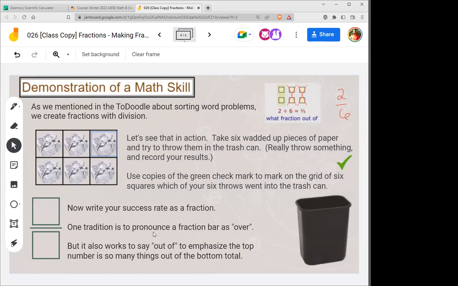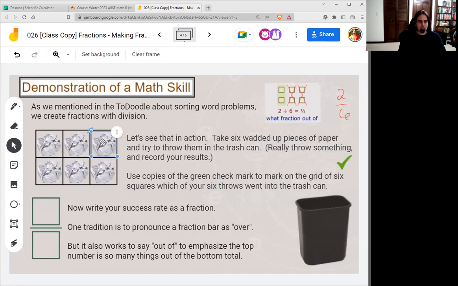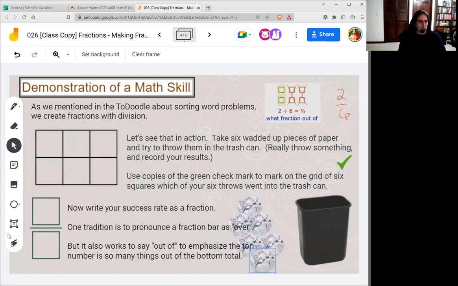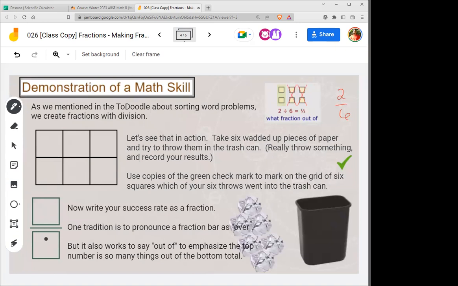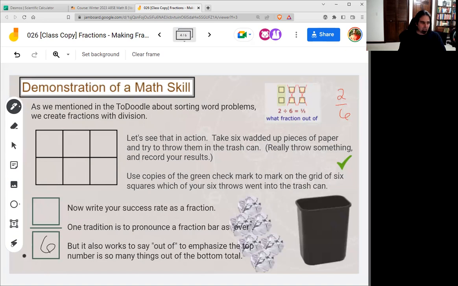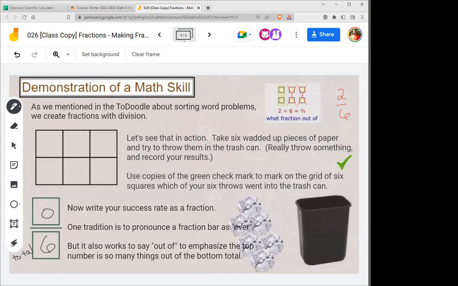What if the person that throws it misses every time? That's okay. What would that be? So let's say all 6 of our things missed the goal. What would we write as our fraction? The bottom is 6 because that's how many there are total, and then 0? Yeah, 0/6.